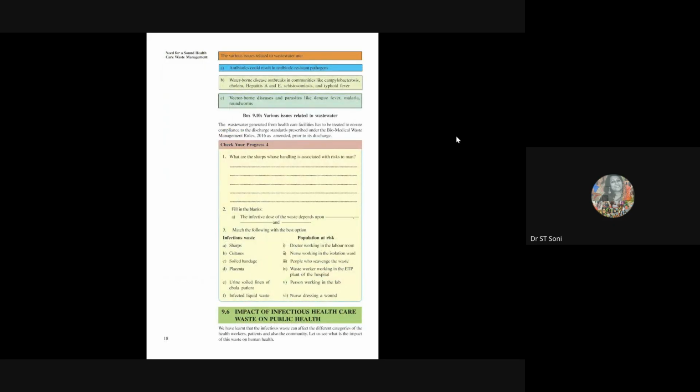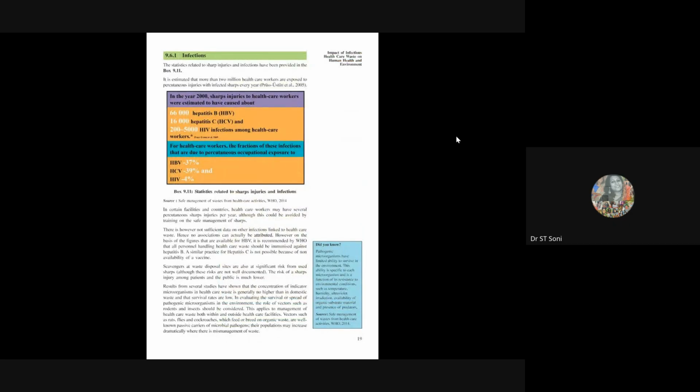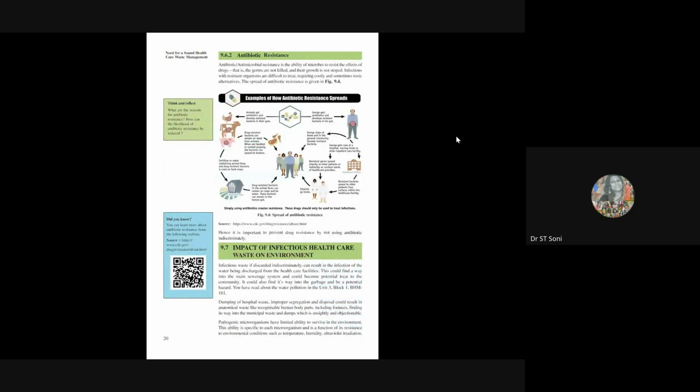Public health, how it will impact the public health. It can impact through sharp waste injury, and that is hepatitis B 37%, HCV 39%, and 4% HIV. It also impacts antibiotic resistance. We have talked about the wastewater, the disease spread, and the transmission of infection from one patient to another, and carrying the resistant organism from one patient to another.